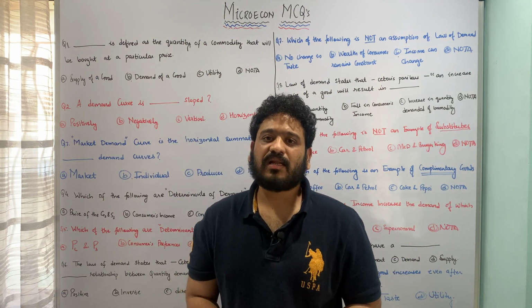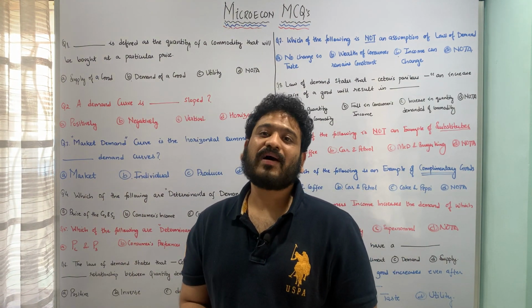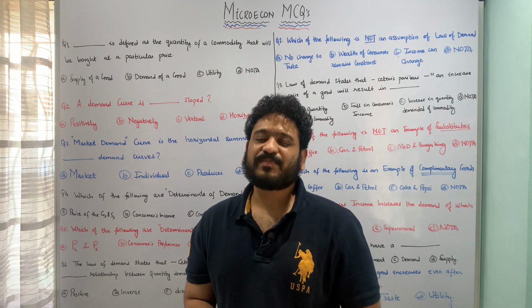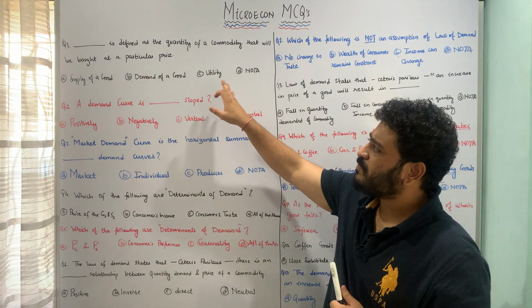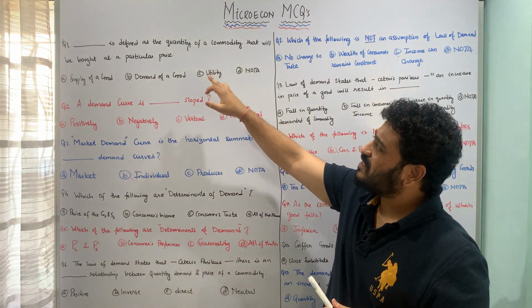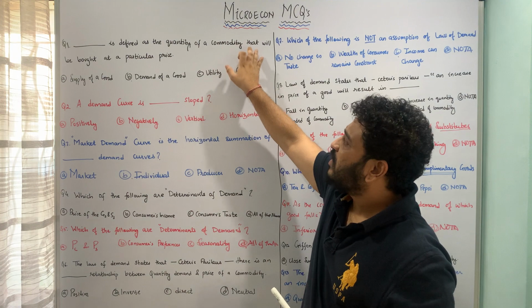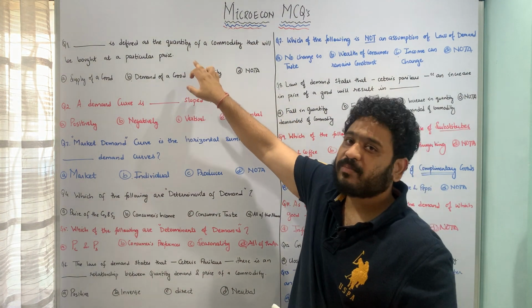In today's class, I'll be dealing with some of the important MCQs with respect to microeconomics, which is the special economics paper for SYBA as well as MA Part 1. So let's get started. The first question is, dash is defined as the quantity of a commodity that will be bought at a particular price.